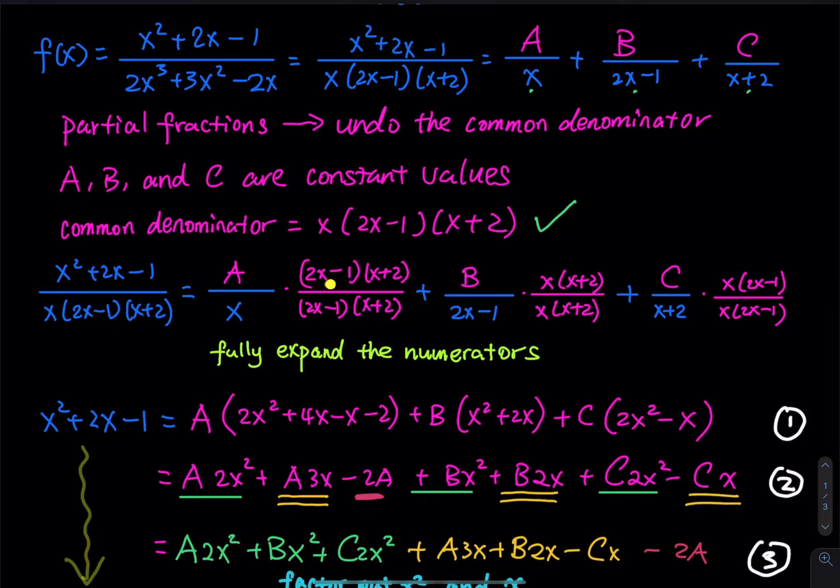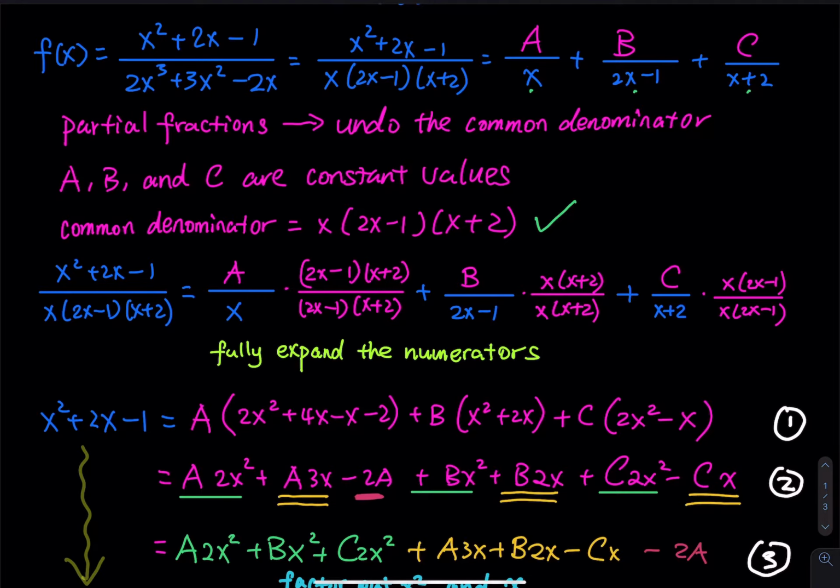So the (2x minus 1) times (x plus 2) is equal to 2x squared plus 4x minus x minus 2, right? 2x times x is 2x squared, 2x times 2 is 4x, negative 1 times x is minus x, negative 1 times 2 is negative 2, and then 4x minus x is 3x. And then for B, you just bring the B down first, and then x times x is x squared, x times 2 is 2x. And then for C, x times 2x is 2x squared, x times minus 1 is minus x.